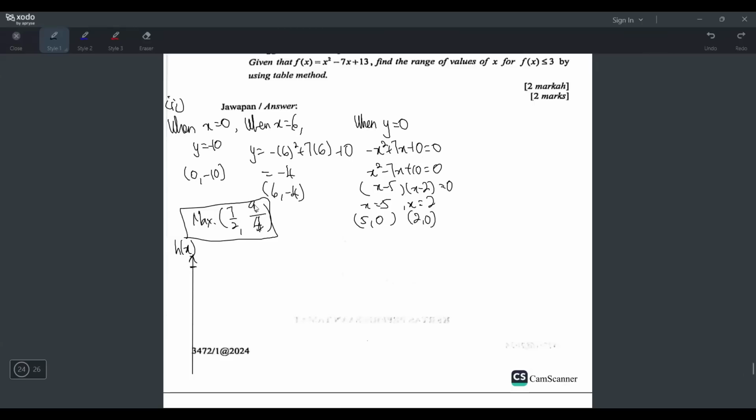So the highest y coordinate is 9/4. And then the lowest it goes until, okay, we have 0, we have -4, -10.